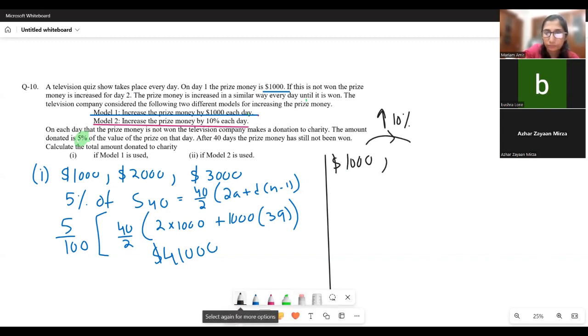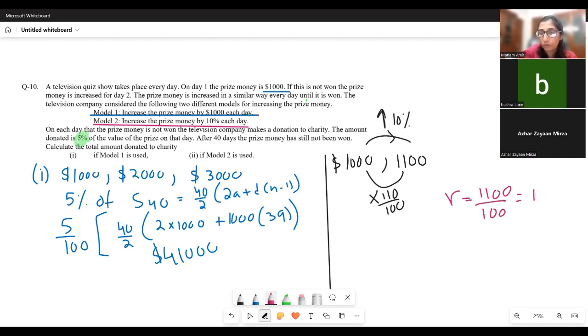R क्या है इधर? 10%. 10% नहीं, 110%. 10% increase हो रही है ना, that means आप इसको multiply कर रहे हो 110%. ठीक है. So if that confuses you, Azhar, the better option is next term over previous term. So that is also going to give you 1.1, and this is also going to give you 1.1. 110% is also 1.1. Okay. So A is 1000, R is 1.1, N is 40.